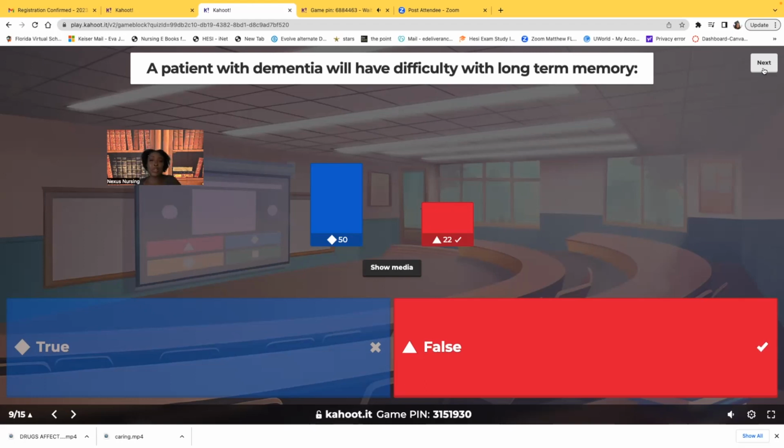Okay, so this was a tricky question. The correct answer is false, and that's just because for testing purposes, you're expected to know that when it comes to the dementia patient, they'll forget things closer to the now, but their long-term memory, things that happened a long time ago, tends to be more intact.